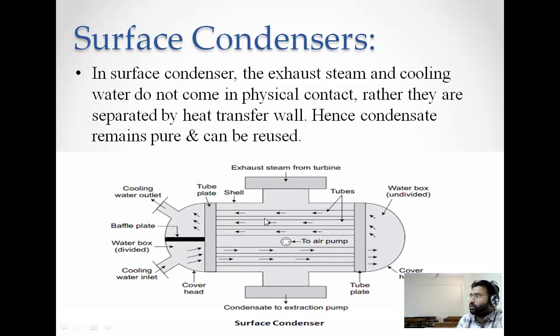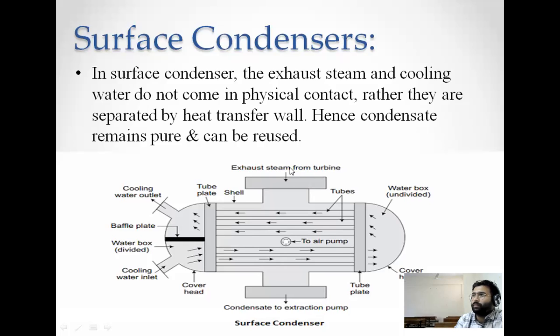Then there are tubes. That is why the name is given shell and tube type of condenser. In this case, the outer part is the shell, and inside there are tubes. Then there is an inlet to the shell and an outlet to the shell. Cooling water comes in from the bottom. Here we have baffles which will separate the stream of flow. The water will flow through the tubes. It is directed this way and it is taken out.